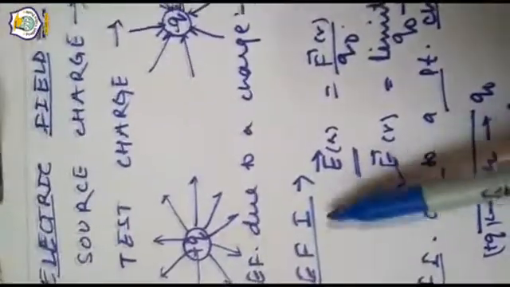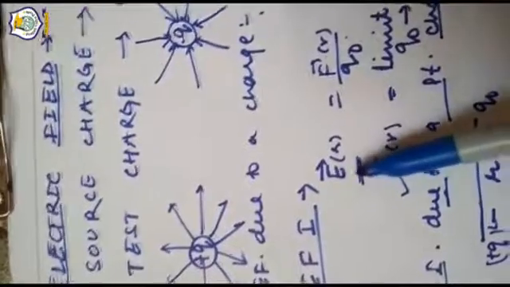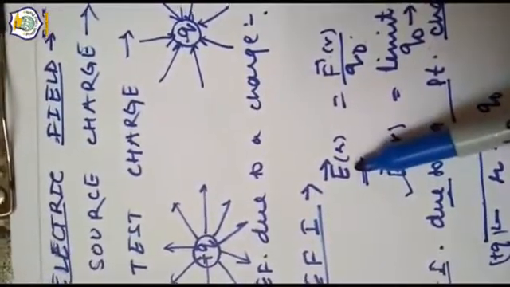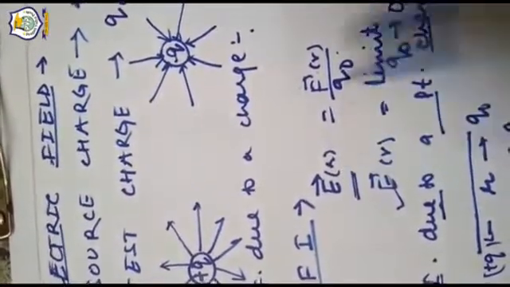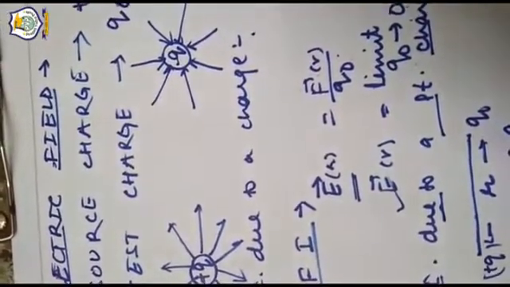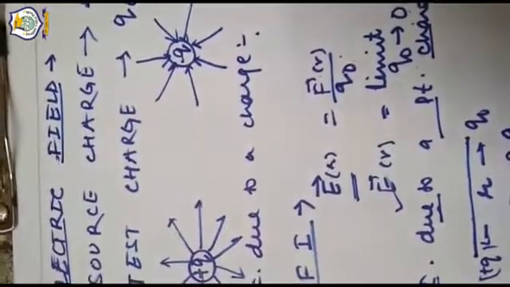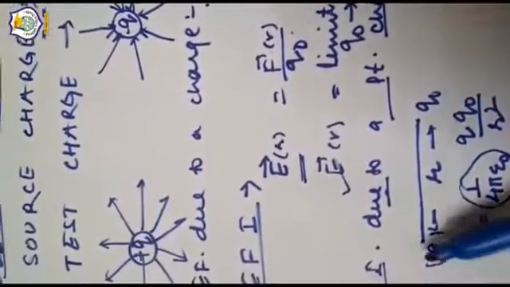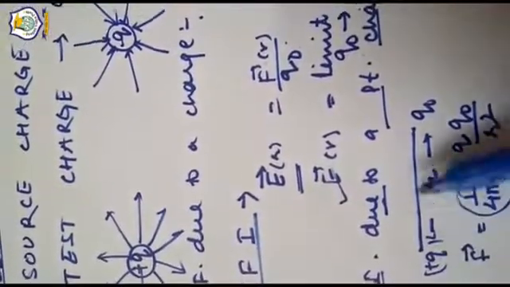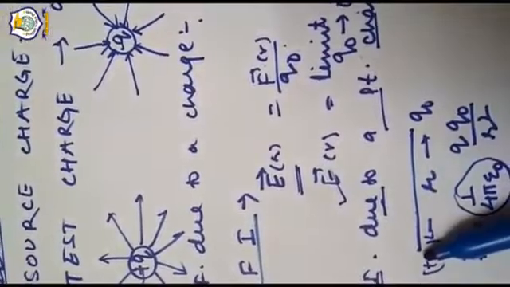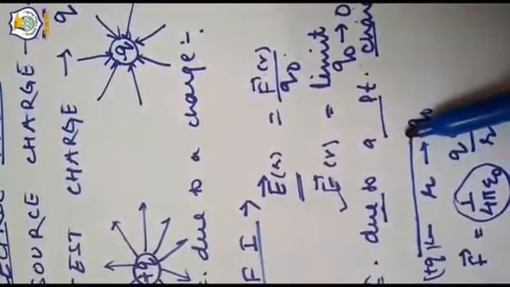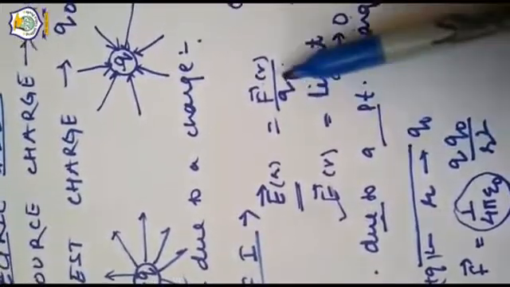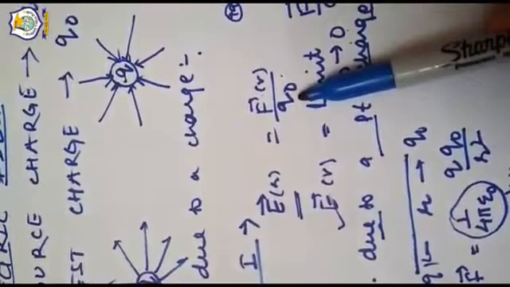Now the important term is electric field intensity. Electric field intensity at any point is defined as the force experienced by a unit positive charge placed at that point. Suppose Q naught is the charge placed at a distance of small r from plus Q charge. Then the electric field intensity at this point, here E, will be Fr upon Q naught, right?